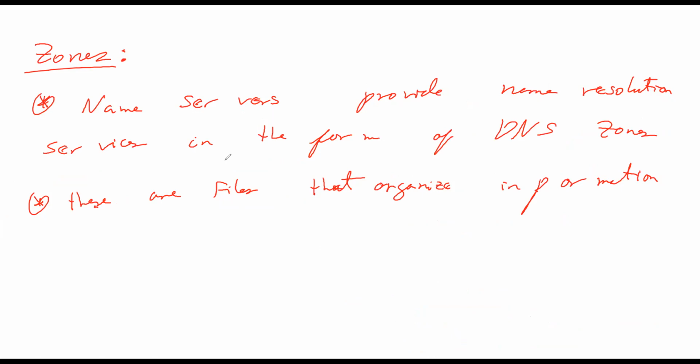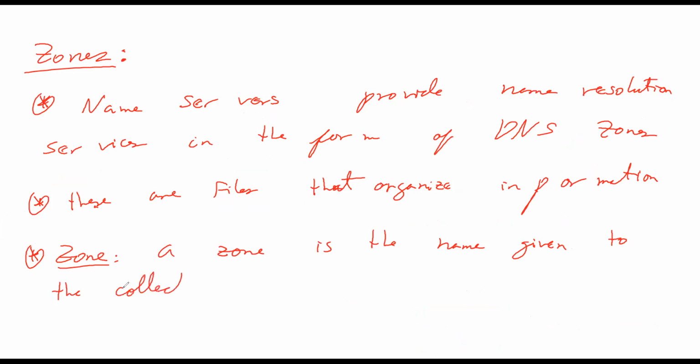So now let's look at a formal definition of a zone. Okay, so a zone is the name given to the collection of hosts within a domain.